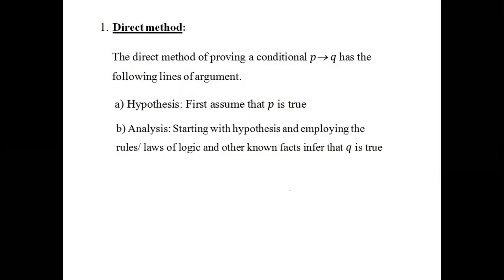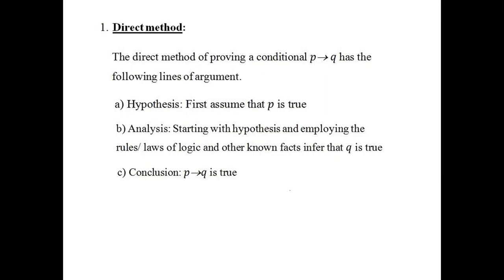And in the analysis step, we start with the hypothesis. That is, we assume P is true and we employ the rules or the laws of logic or other known facts and infer, and try to arrive at Q is true. So that the conclusion will be P conditional Q is true. So there are three stages of proving in the direct method: the hypothesis, analysis, and the conclusion.